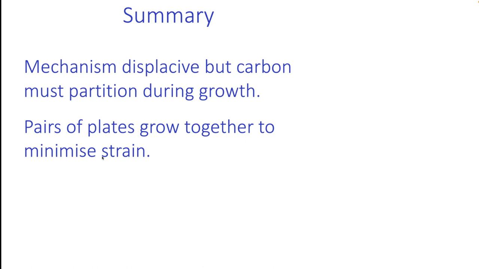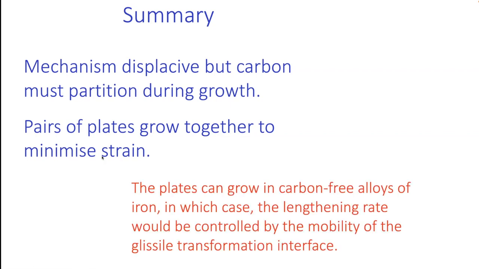Now, it is important to understand that Widmanstätten ferrite also forms in interstitial-free steels, all right? And in that case, the growth rate is simply controlled by the mobility of the interface. So it's very important to realize that plates of Widmanstätten ferrite also grow in carbon-free alloys of iron, in which case the lengthening rate would be controlled by the mobility of the glissile transformation interface. And all that is discussed in my book on the theory of transformations in steels. But I emphasize this because there is a problem in the literature.